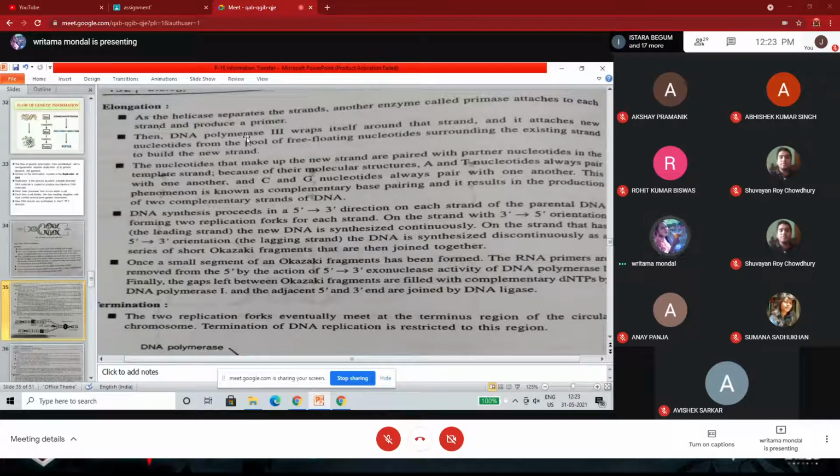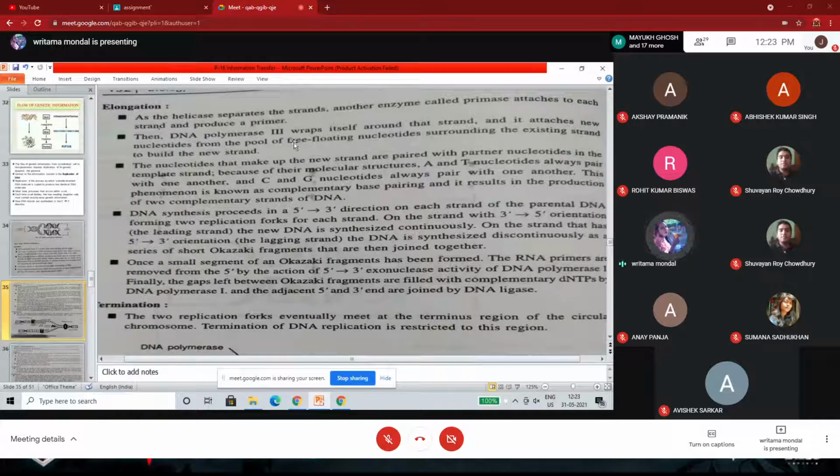Suppose it can attach A, U, C, G, U, C, this small stretch. But that is U, U is present. But in the DNA, not U but T, thymine, will be present. So who will remove that? I will tell further later.